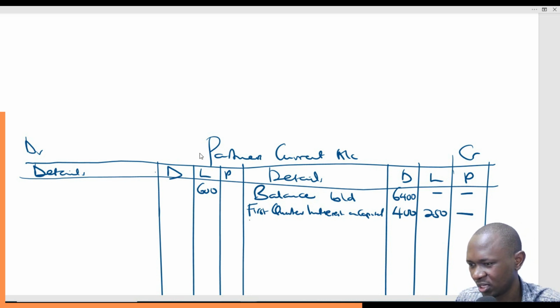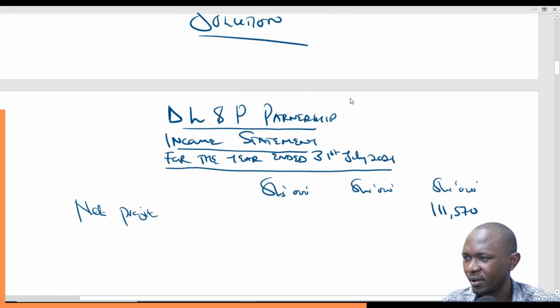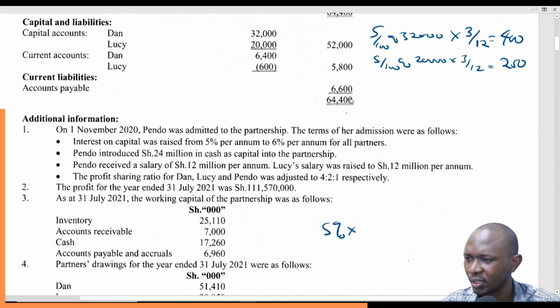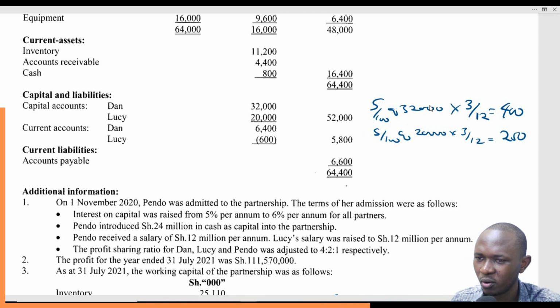remaining 3 quarters, interest on capital again. Interest on capital for the remaining 3 quarters of the year. So we'll have, now this time it was increased from 5% to 6%. So it means for Dan we'll now have 6. Okay, so this is what will transpire. It will now be like that.